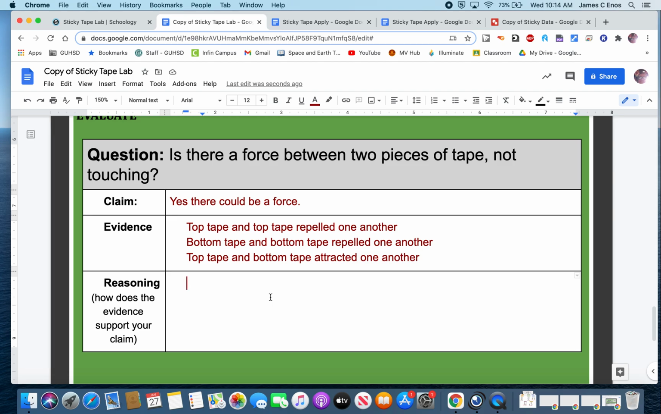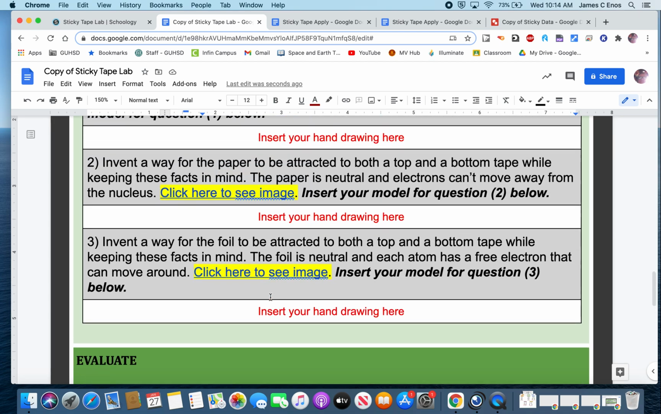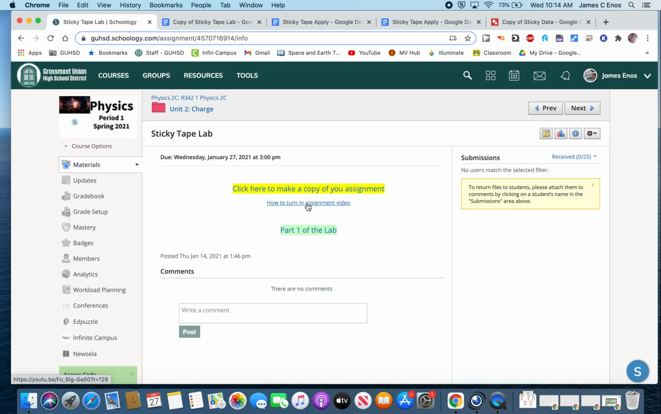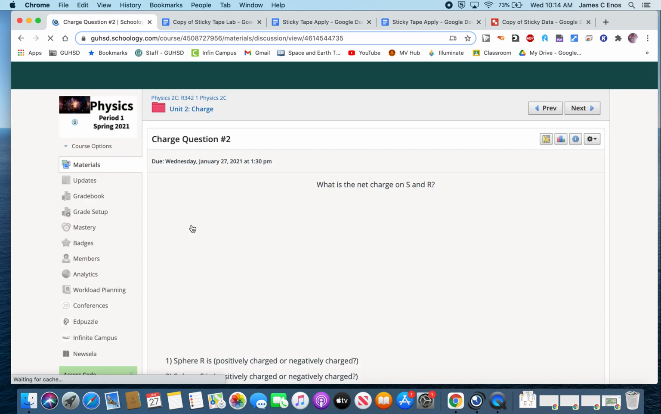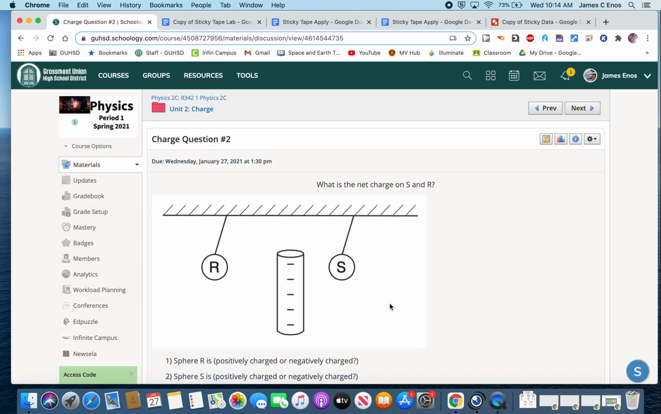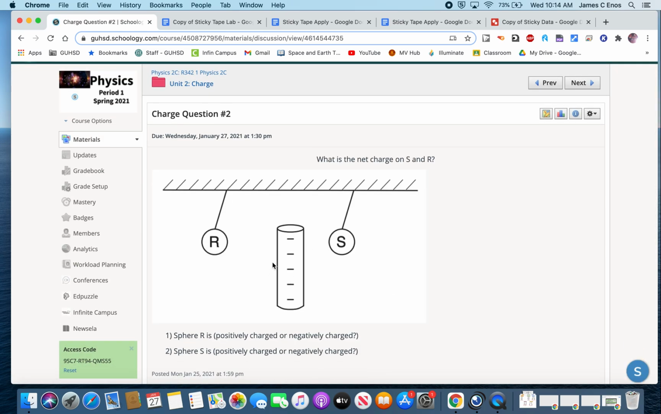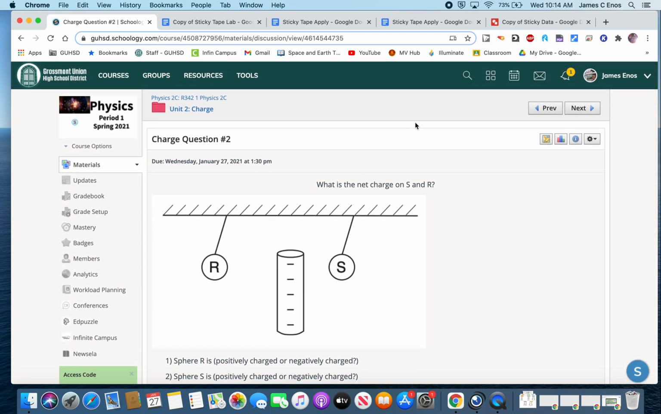So once you get done answering this guiding question, go ahead and turn in your assignment into the Schoology page. You can use this how to turn in the assignment video. And also please make sure that you get this charge question number 2 when we're looking at this net charge on S and R. When we have this negative rod here, we see that sphere S is attracted to and sphere R is repelled from. Once you get done with this, please turn it all in. Thank you very much.